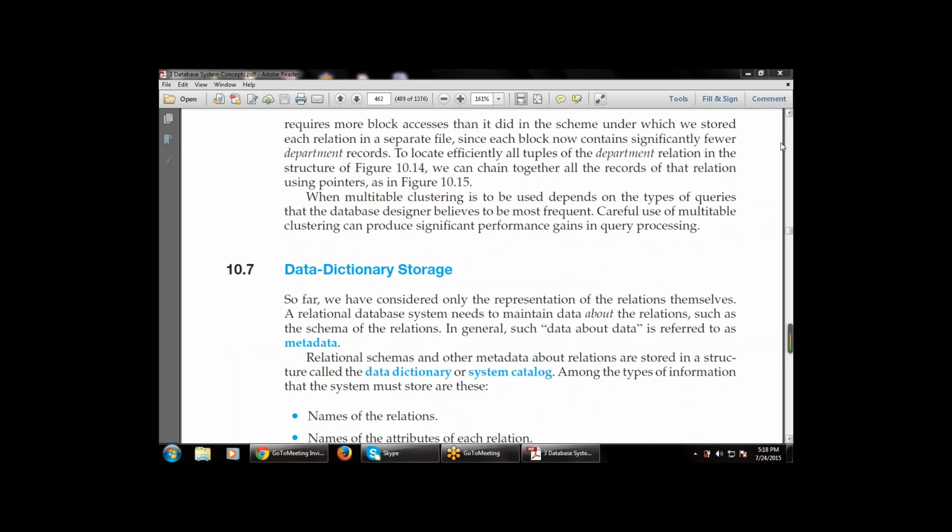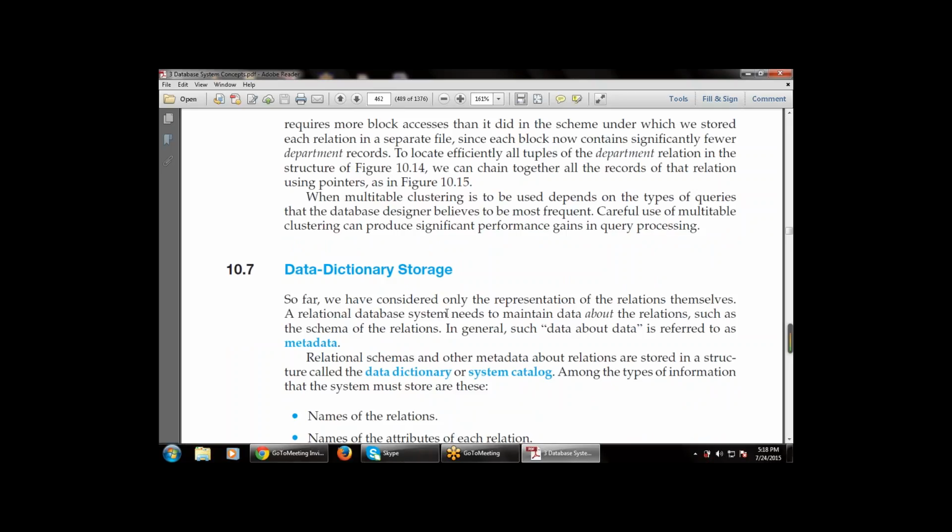So next part is the data dictionary storage, that is how to store the data in a data dictionary form, that is the data dictionary storage devices. So far we have considered only the representation of the relations themselves, that is how to represent the relations or the tables themselves. A relational database system needs to maintain data about the data, that is how one table is related to another table.